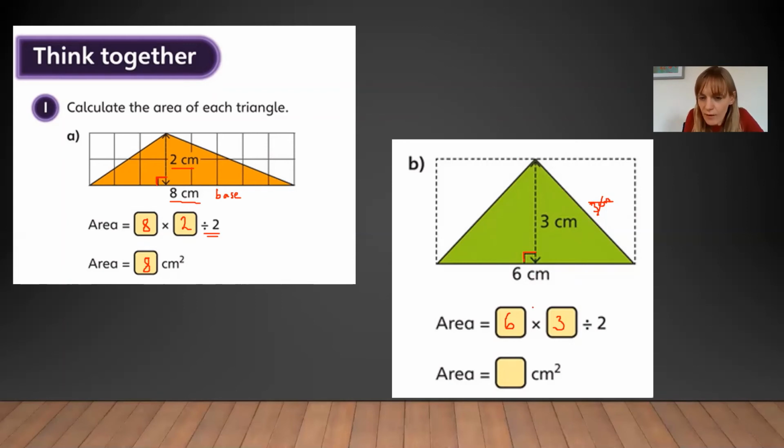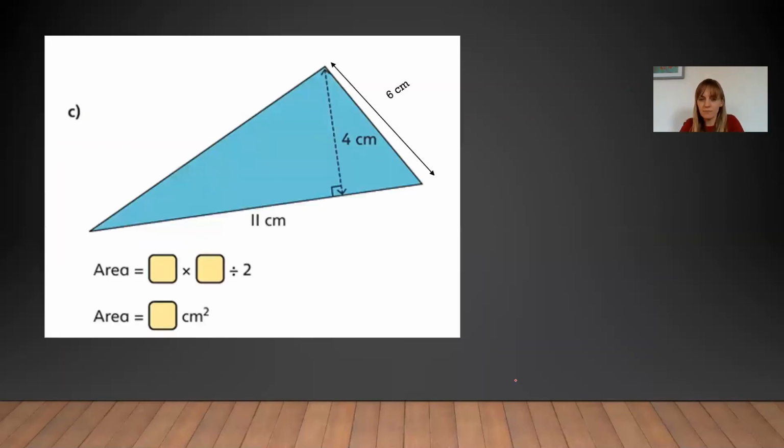So actually what might be helpful is, when you've calculated that bit, that's 18 centimetres. That would give the area of the whole rectangle. So we've got to halve it. So half of 18 is 9 centimetres squared.